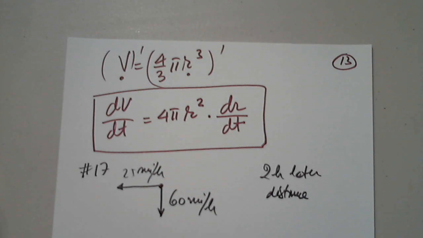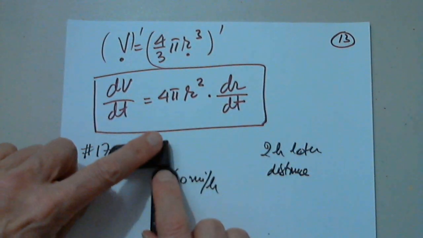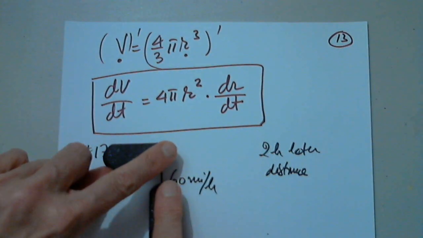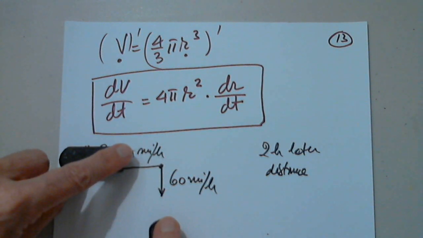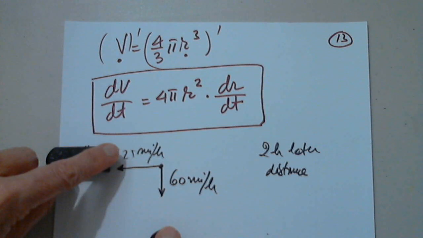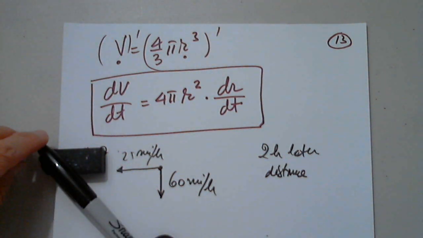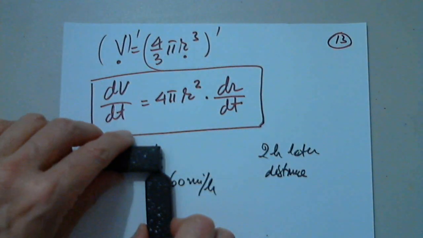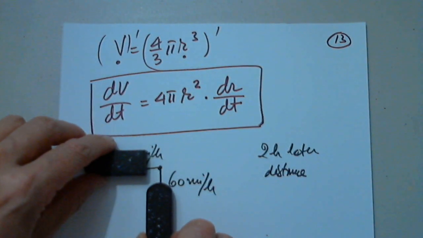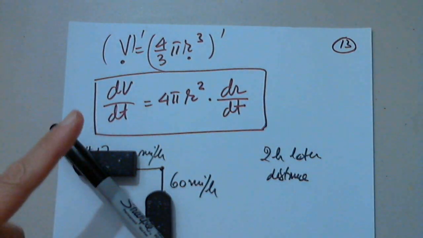So here are our cars. They start at the same point. One goes faster this way and one slower west. At some point in time, I say, let me see what the distance is. This is the distance between the two cars at any point in time. It doesn't matter when, this is the distance between the two.